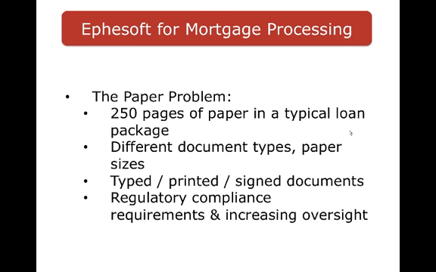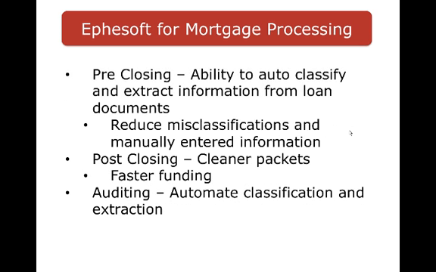So you need an auditing capability, and you have to have the correct classifications and the correct indexed information on all these documents. The value proposition around Ephesoft for mortgage processing starts with pre-closing: the ability to auto-classify and extract information from those loan documents. So you're reducing misclassifications and manually entered information. What does that mean? That you can actually close the loan sooner.